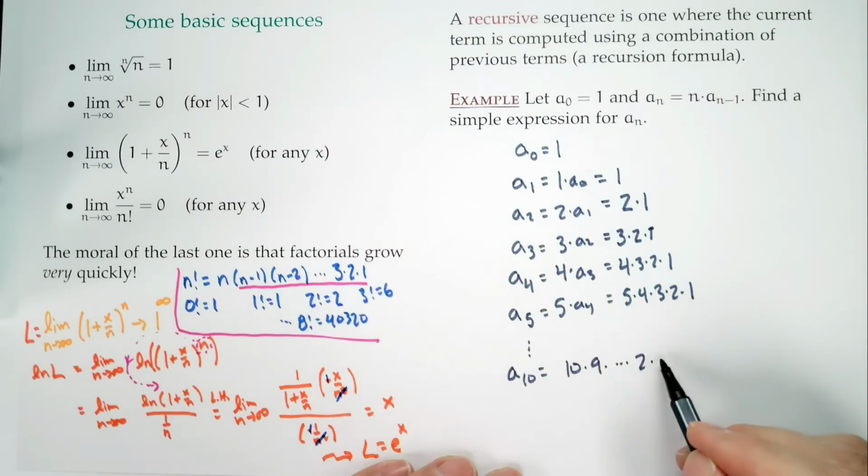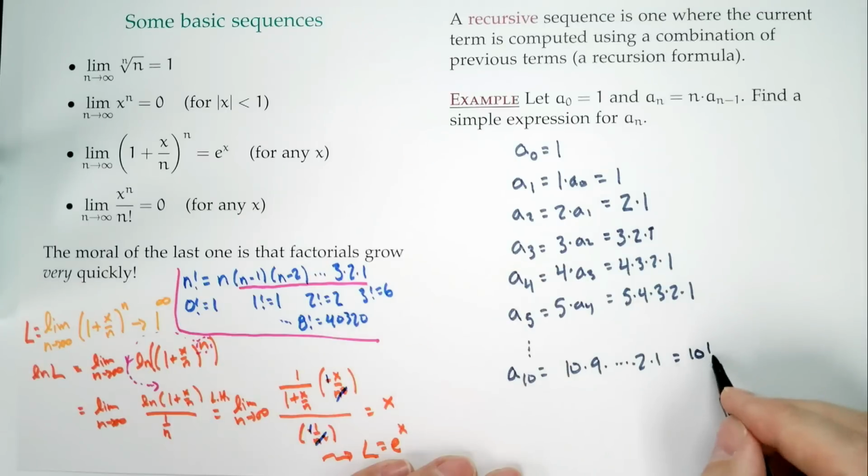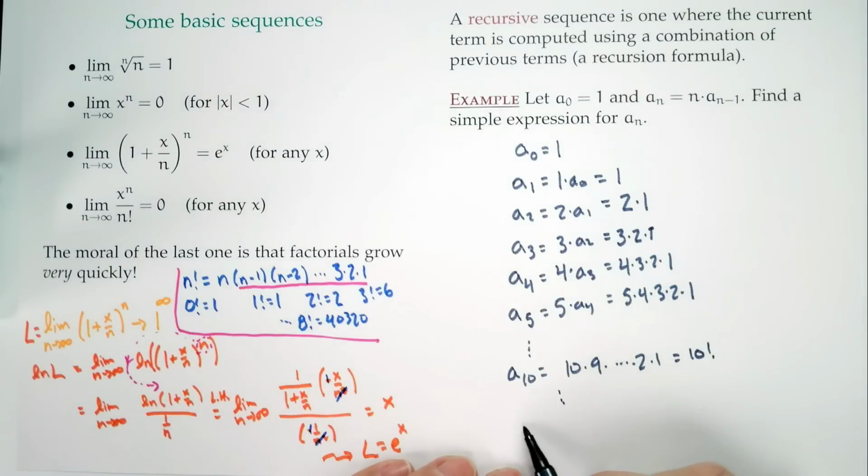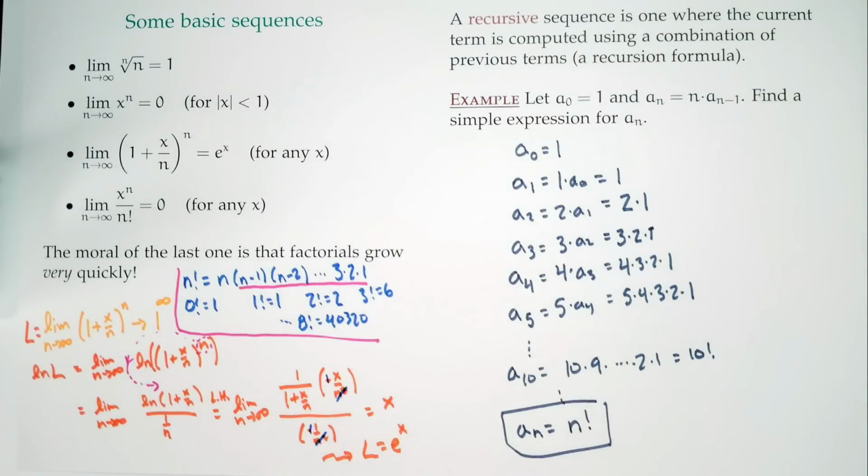Well, we have something that corresponds to multiplying the first so many numbers together. It's actually what we talked about before. So that's 10 factorial. And in general, we can say, aha, this is a way to find n factorial. So that's a recursive way to describe n factorial. Okay, a couple more. There's some famous examples of this.